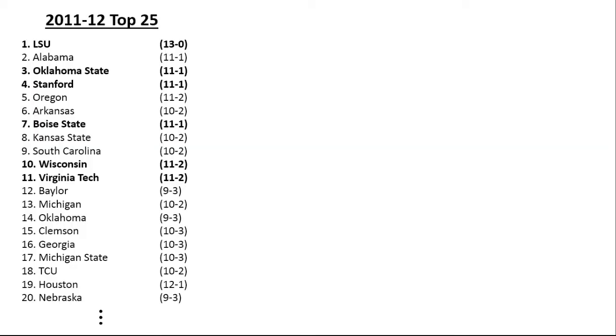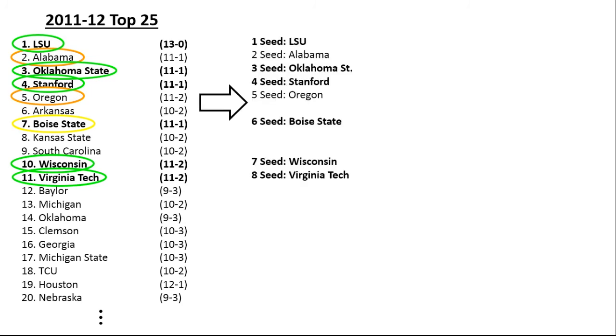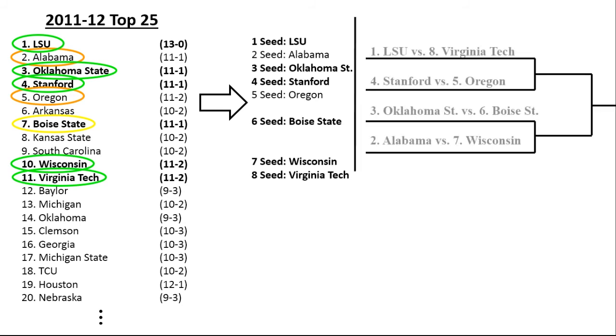We take a look back at the 2011-2012 top 25 at the end of the regular season. We've already identified the 8 playoff teams, so we pull them out, seeding them in order of rank. We set up our 4-game bracket. We fill out our matchups, and we get on to seeing which teams host what games.